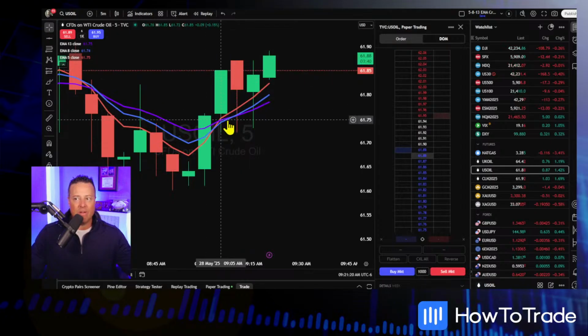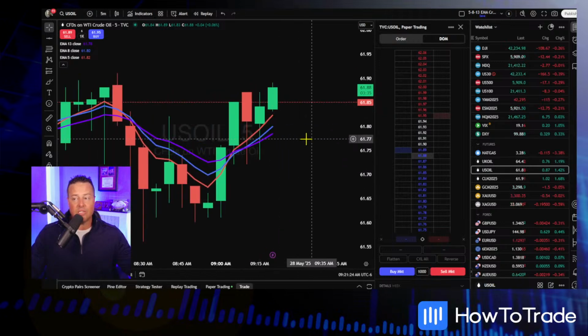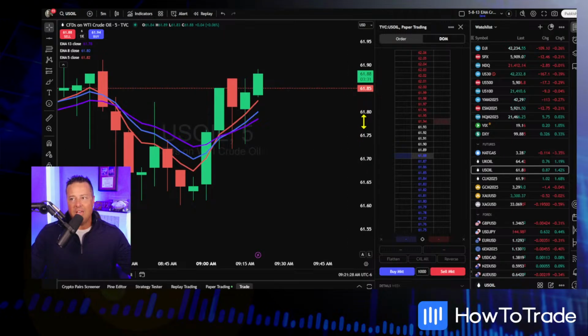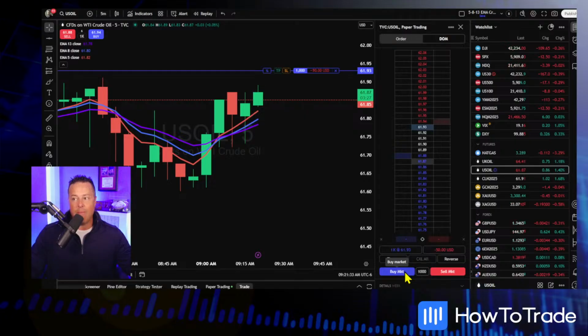Price has to be above all 3 moving averages, and it is. And it's moving higher. So you would be buying. You would have been a bidder right there, right around 61.85. If, in fact, you wanted to take that trade right now, you probably could. So we'll just go ahead and buy market and get us in.